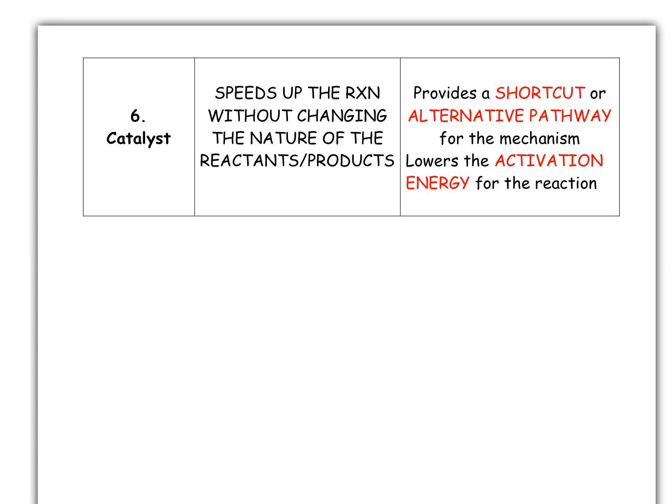And last, we have a catalyst. A catalyst speeds up the reaction without changing the nature of the reactants or the products. So all that this does is it provides a shortcut or an alternative pathway for the mechanism. This lowers the activation energy. Now we're going to look at energy diagrams and talk about catalysts a lot, but the important part here is it's going to lower the necessary energy for an effective collision. So that makes effective collisions occur more often, more effective collisions, faster reaction rate.